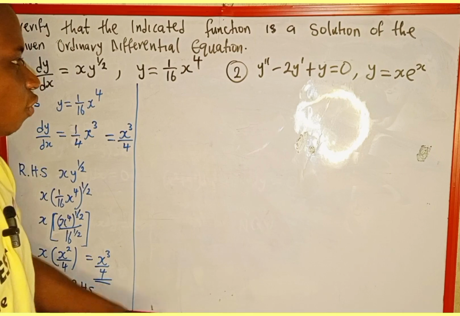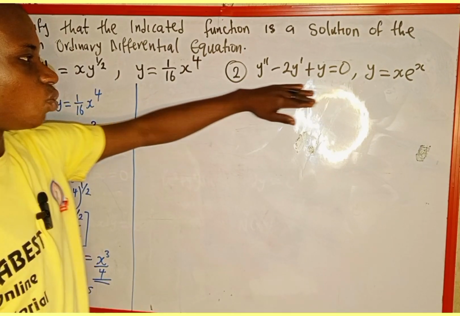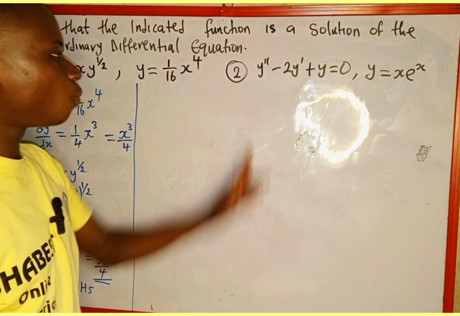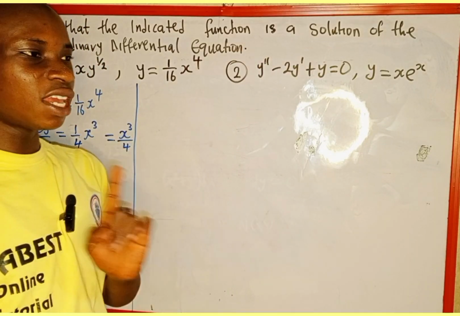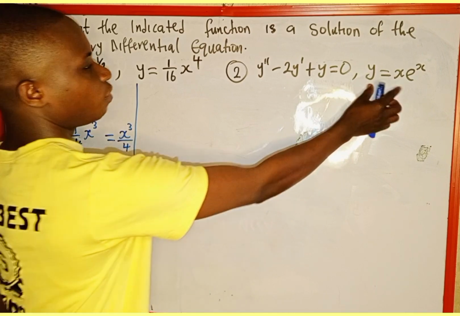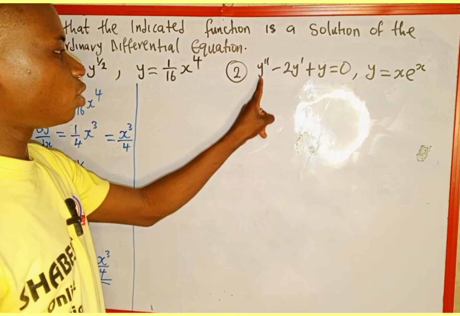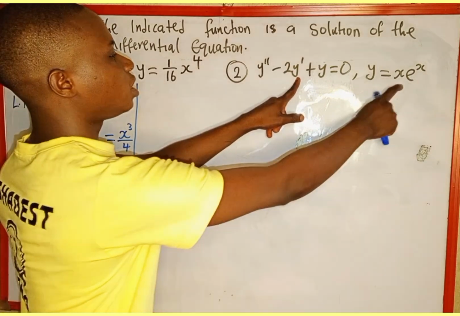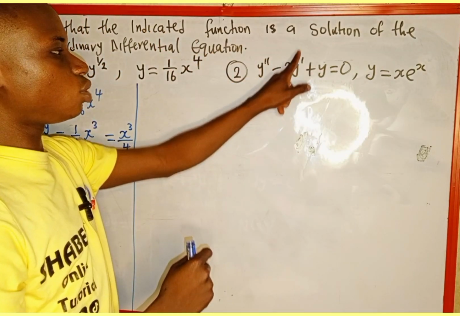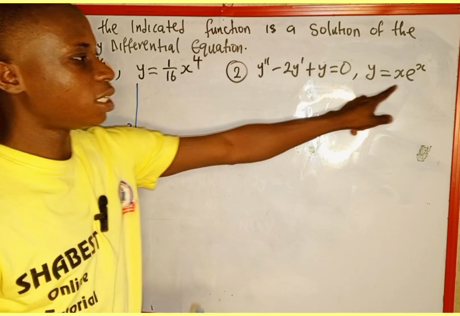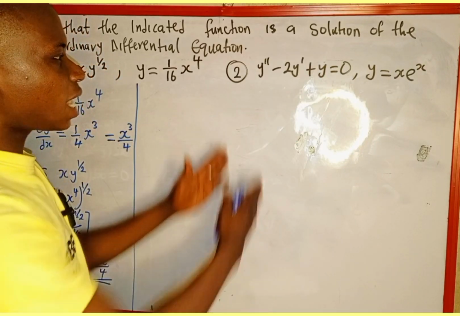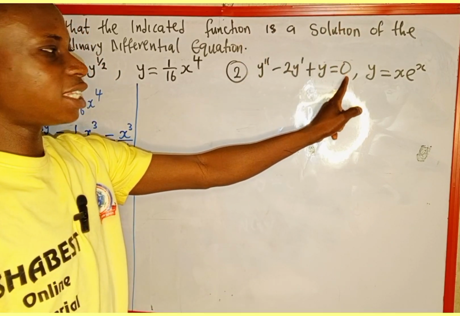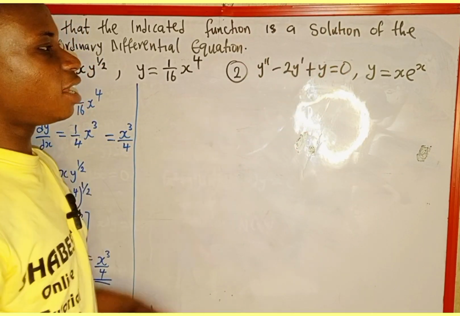What we are going to do in this form, this differential equation is written in prime notation and y is given. So it's very simple. y'' means the second derivative of y. We are going to differentiate this y two times, then substitute into this place, minus 2 multiplied by y differentiated once, then substitute, then plus y. Let's see whether the left hand side is going to be equal to the right hand side. The right hand side is 0 and this is the left hand side.